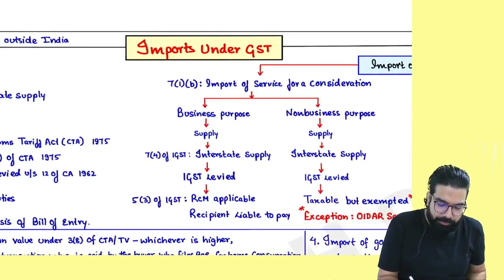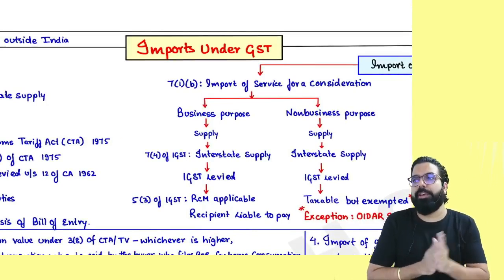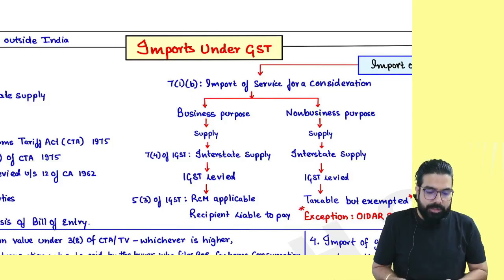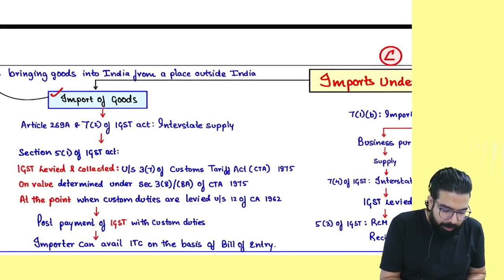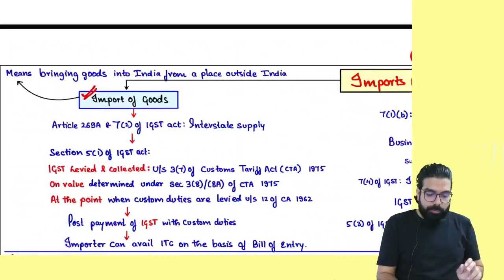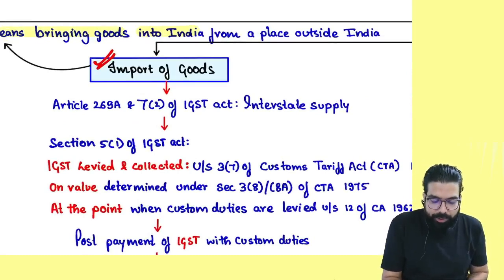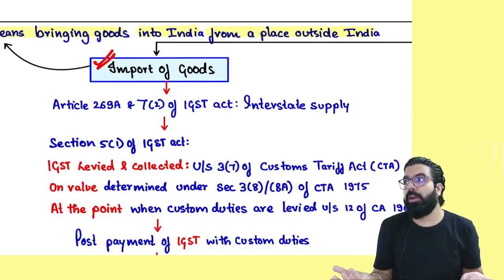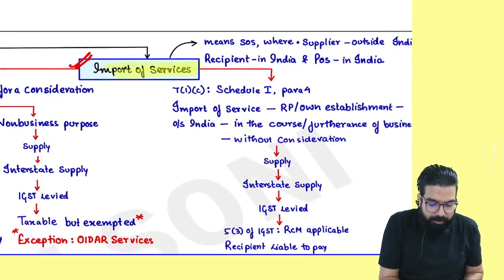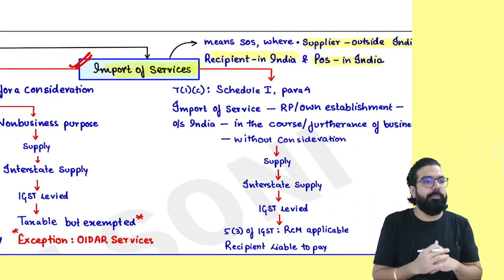Everyone, imports under GST. See, importation can be of goods also. Importation can be of services also. You have to remember, import means bringing goods into India from a place outside India. Everyone with me. Bringing from outside India into India is known as what, everyone? Imports. Now, importation of services means what? Supplier of services is outside India, recipient is in India, and the place of supply is in India. That is called import of service.